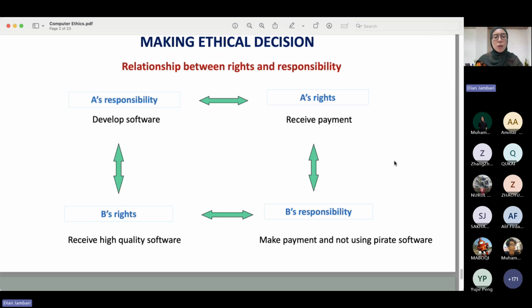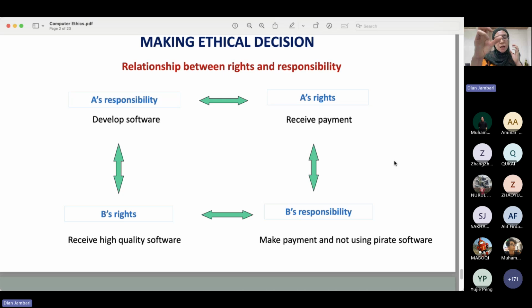So that is the relationship between the rights and responsibility of us as professionals. Then we now look at the rights and responsibility of the user. B is the user. B has the right as a user to receive high quality software that has been developed by the professionals. So there's a relationship between the responsibilities of two different roles.